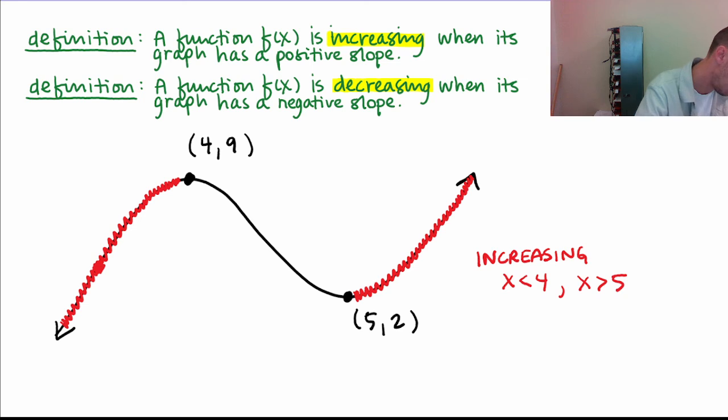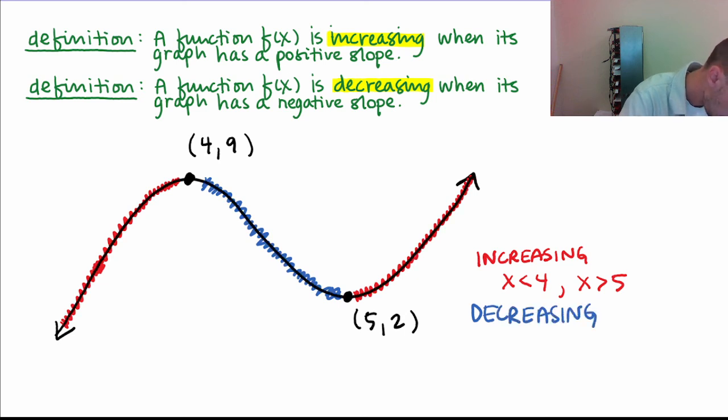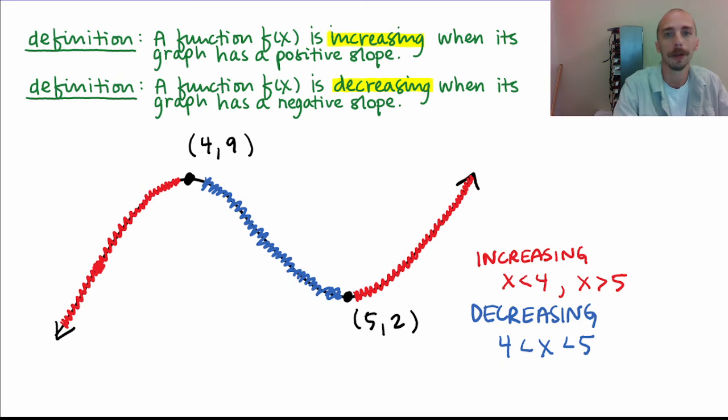And then I could say decreasing is where a graph has a negative slope, or as I move left to right, the graph is going down. That's going to be where the function is decreasing. So in this example, this function is decreasing between x equals 4 and x equals 5, so like this. And you can write these in interval notation if you like. Maybe the example I've got below, I'll do it like that.